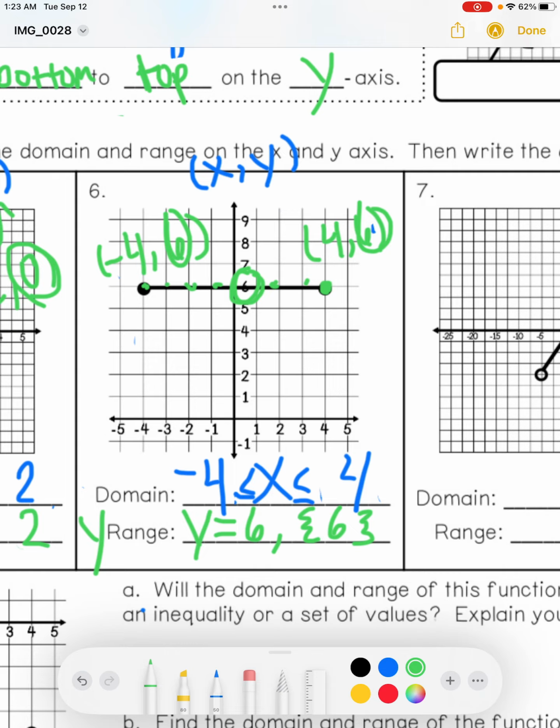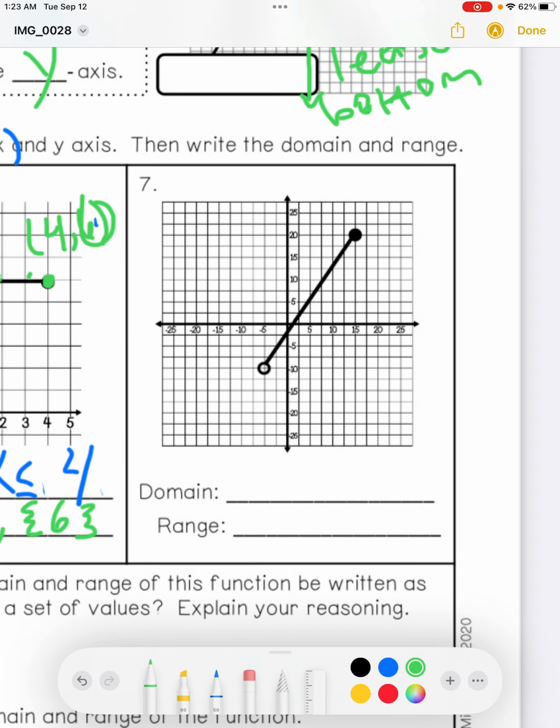All right? Let's try 7. So again, we ask ourselves, domain is what kind of value? It's an x value. X values go what direction? They can go left and right. So I'm going to say I'm going to go left to right. Okay? And then I'm going to go find those left and right points. So what is the left point? It looks like it's right there. And my right point is right there.